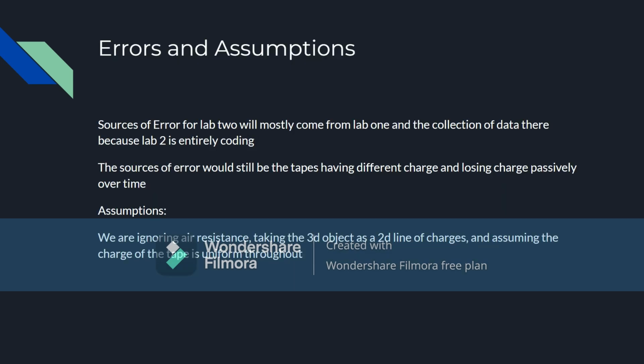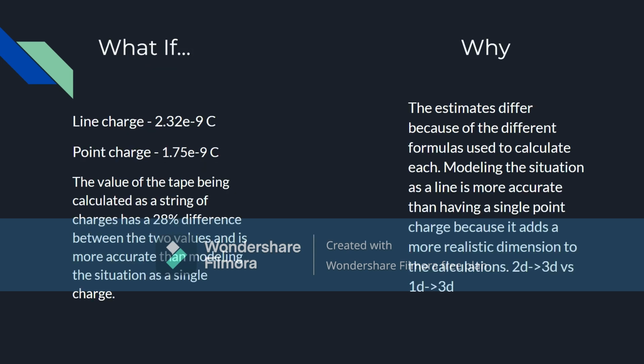Errors and assumptions. Sources of error for Lab 2 will mostly come from Lab 1 and the collection of data there, because Lab 2 is entirely coding. The sources of error would still be the tapes having different charge and losing charge passively over time. Assumptions: we are ignoring air resistance, taking the 3D object as a 2D line of charges, and assuming the charge of the tape is uniform throughout.